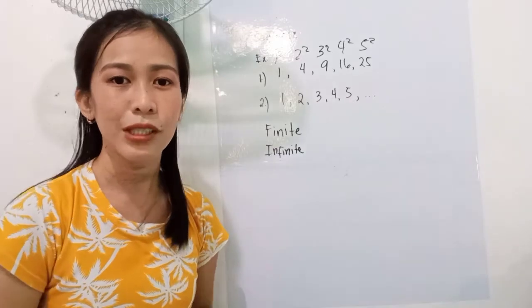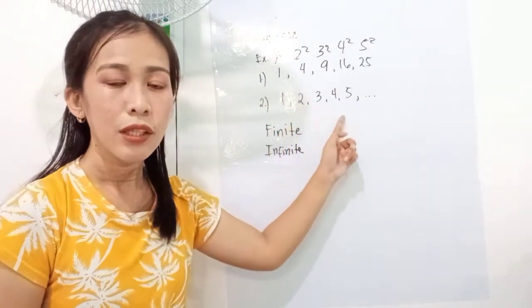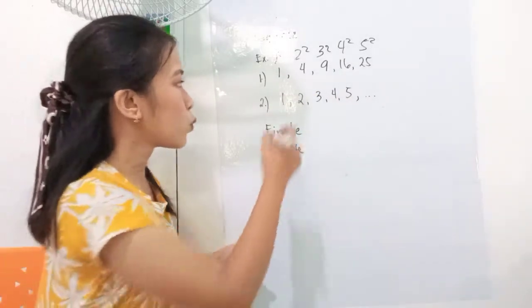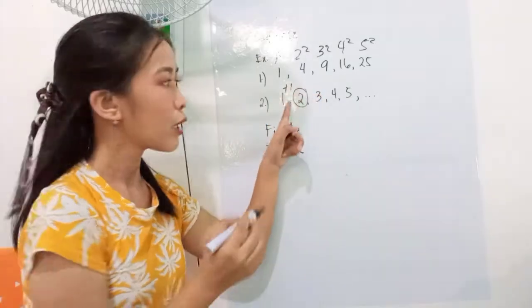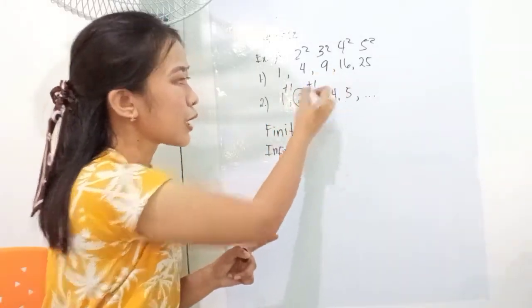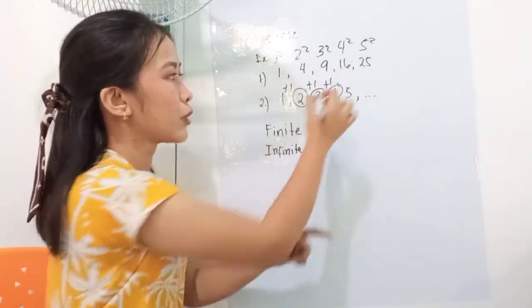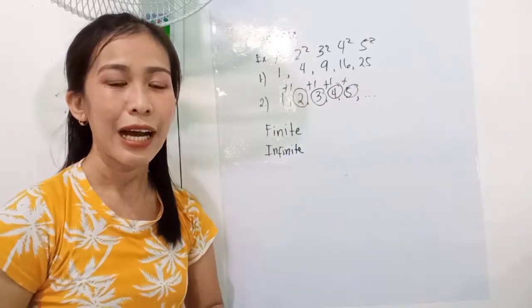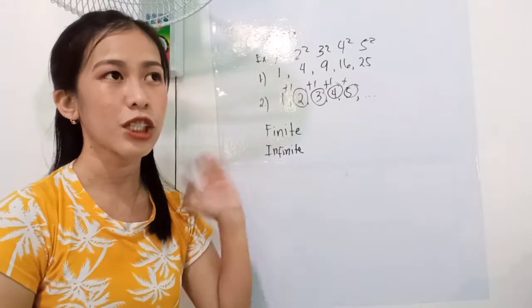How is it become a sequence? Because for every term, we are going to add 1 to find the next term. Like for example, this one. We add 1 plus 1 to find 2. Kasi 1 plus 1 is 2. 2 plus 1 is 3. And 3 plus 1 is 4. 4 plus 1 is 5. Diba? So, yun yung pinaka-rule niya. Adding 1 to each term to know what is the next term. Okay? That is the rule.